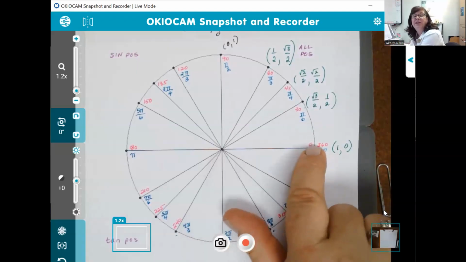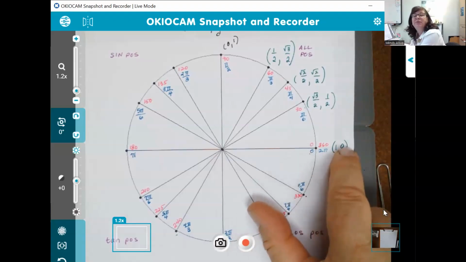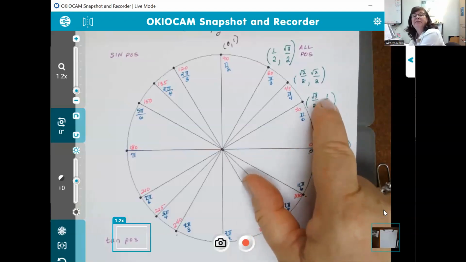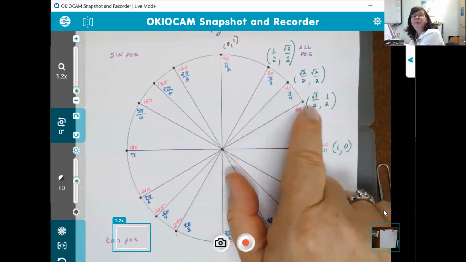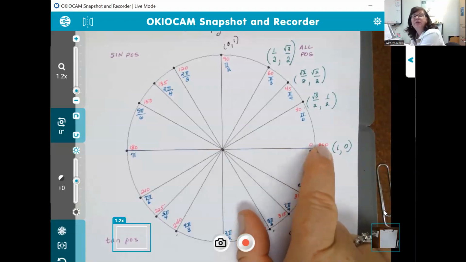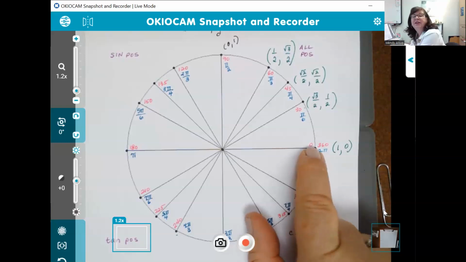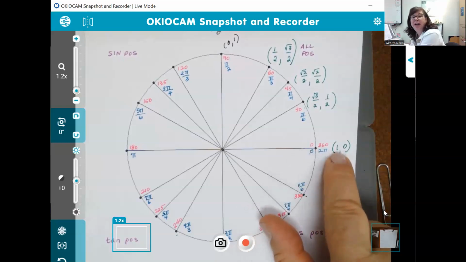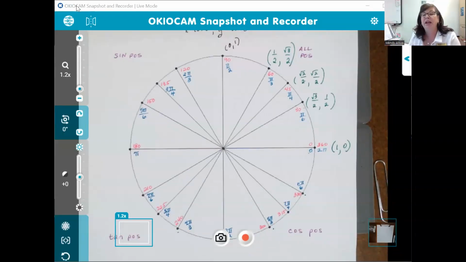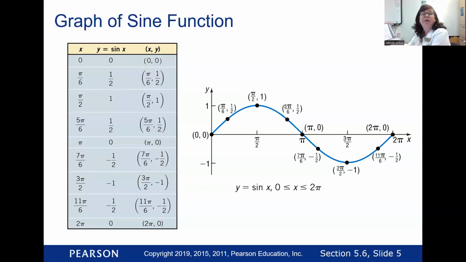So now the 0 becomes the x, the y becomes the 0. The 30 degrees or the pi over 6 is the x, the 1/2 is the y, and so forth. That would be for the sine. And then for the cosine function, the radian or degree angle measure is the x, and the 1 would be the y. All right, so we're doing a different type of function. And these types of functions then look more like the Cartesian plane that we're used to.